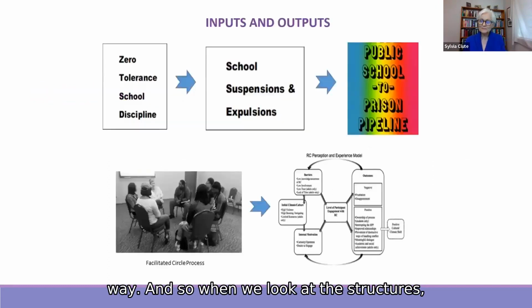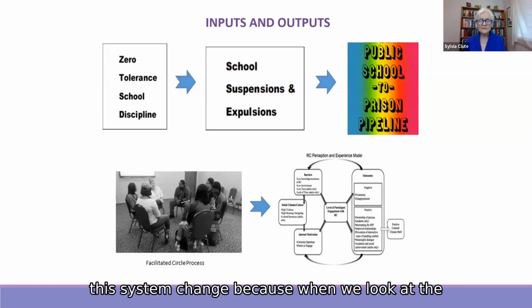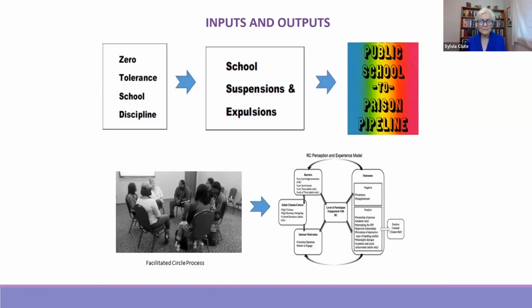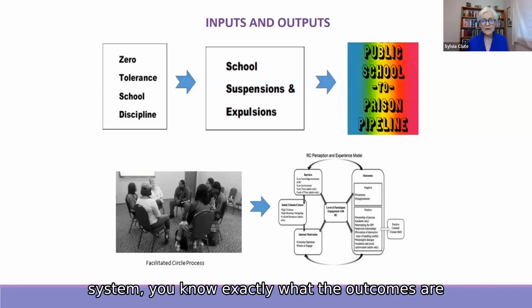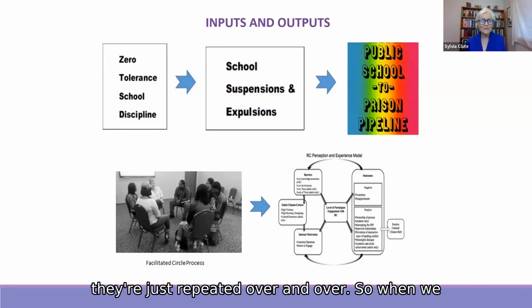And so when we look at the structures, inputs and outputs are an important piece of this system change, because when we look at the punitive system and what the inputs are to that system, you know exactly what the outcomes are going to be. The outcomes are always the same. They're just repeated over and over.